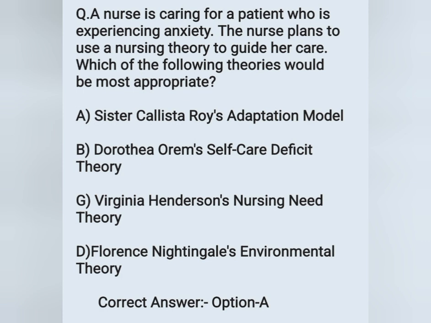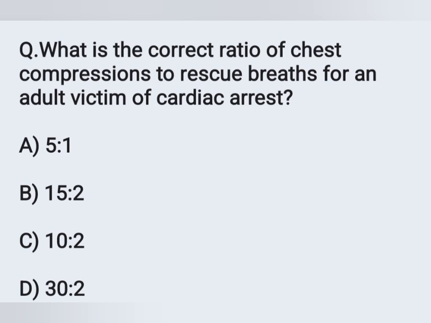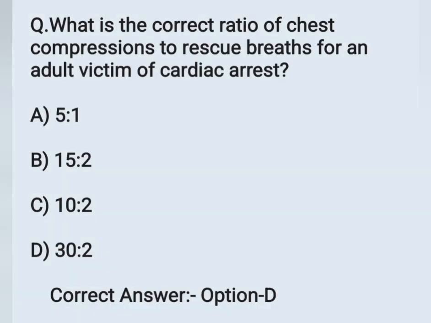And the next question is, what is the correct ratio of chest compression to rescue breath for an adult victim of cardiac arrest? Our options: Option A, 5:1. Option B, 15:2. Option C, 10:2. Option D, 30:2. For adult victim, it is 30:2. Option D is the correct answer.